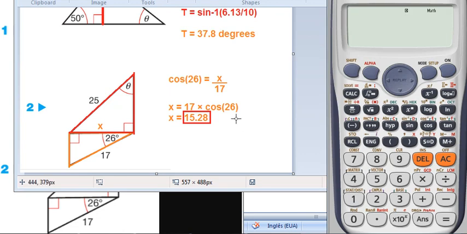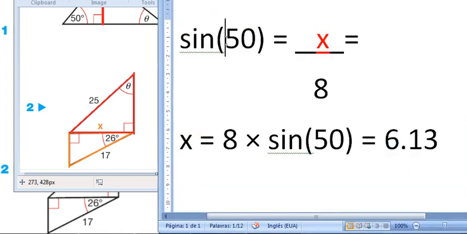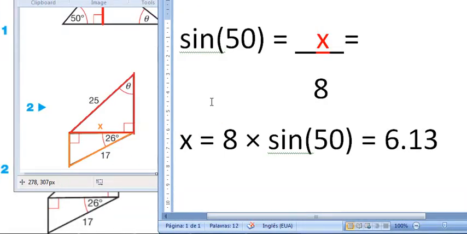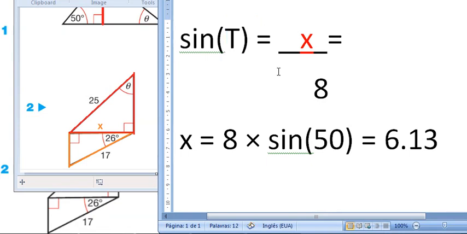Now we have the angle theta here, and we are relating the opposite side with the hypotenuse. So the opposite side with the hypotenuse is the sine rule, opposite and hypotenuse. And so the sine of theta, which I'm going to represent with this.